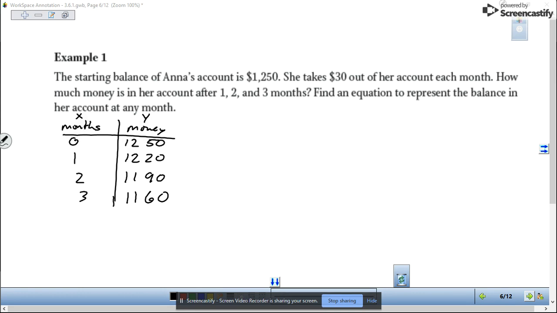So our equation would be f of x equals whatever our slope is, which in this case is negative 30. We're going down by 30 each time, times the number of months, which is x, and then plus the original value or the initial amount, the 0 amount, which is $1,250.